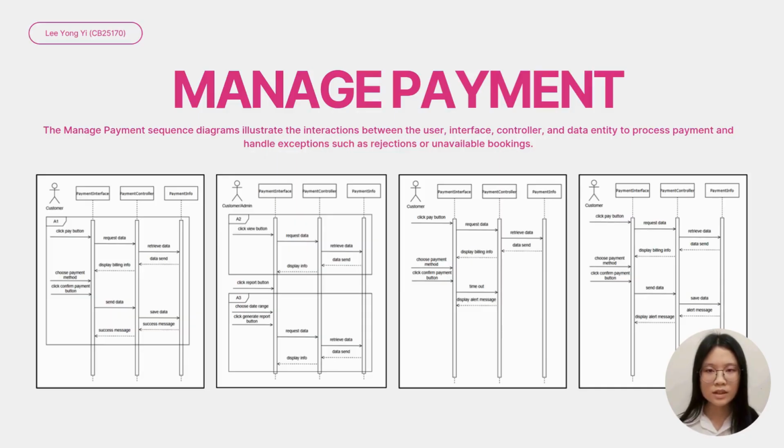A2, view receipt. The customer views their payment history and clicks a record to open a full receipt details pop-up. A3, generate payment report. The admin requests a report and the controller aggregates database records into a downloadable summary.